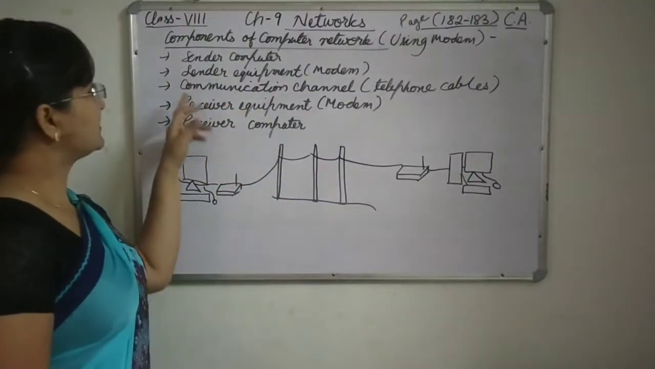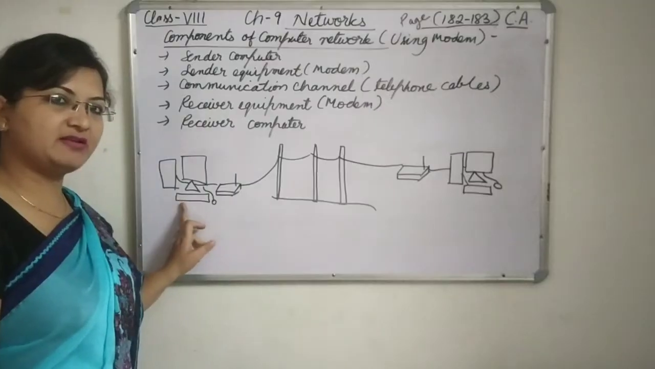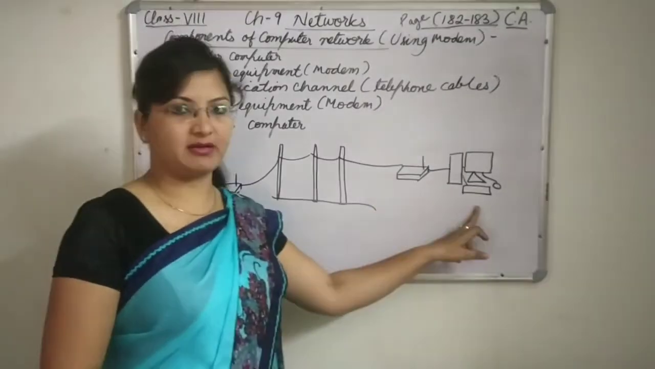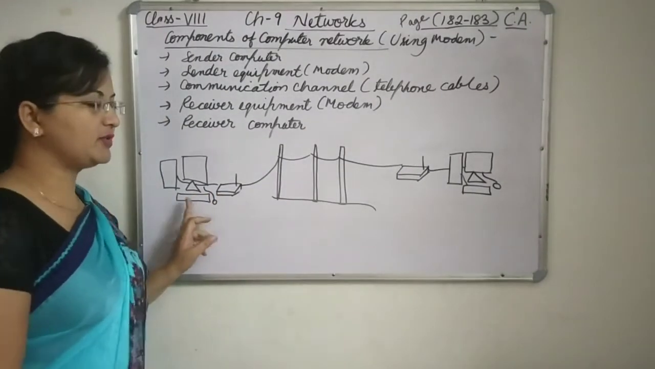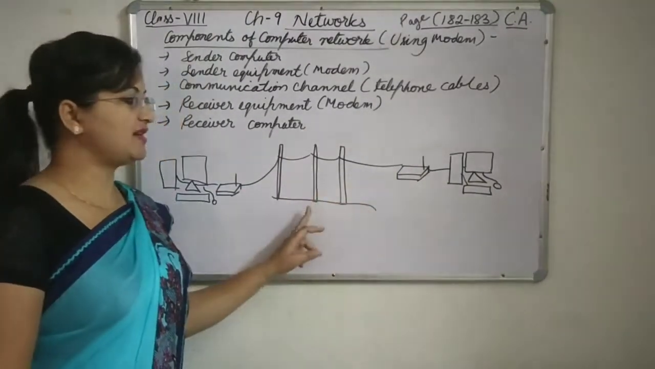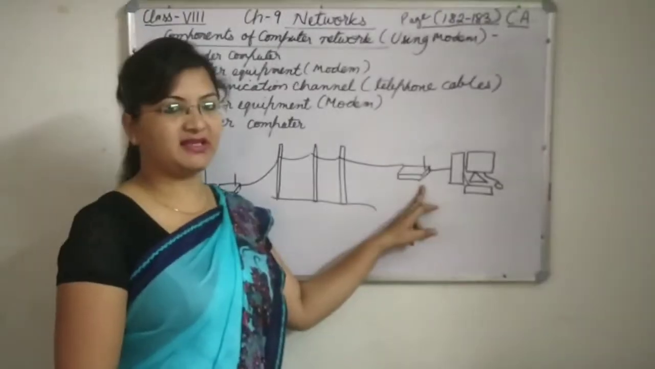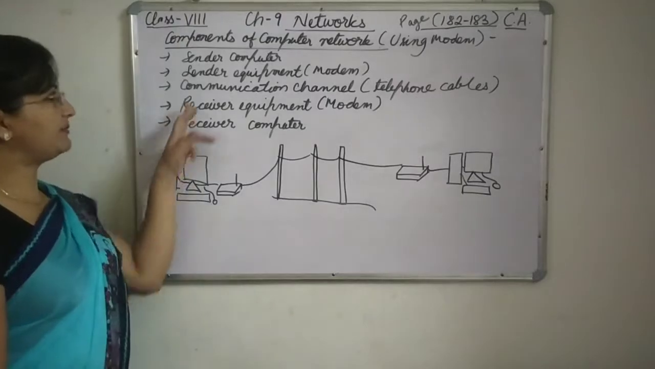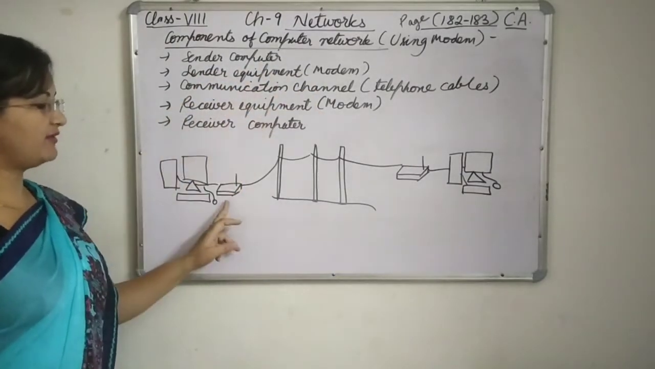So here students, we can see the sender computer. A message will be sent from one computer to another computer. So what will happen here? This is the sender computer, this is the receiver computer. These are telephone lines. This is the sender modem and this is the receiver modem. Now what will happen? There will be a sender computer, then the sender equipment, the modem, will be there.